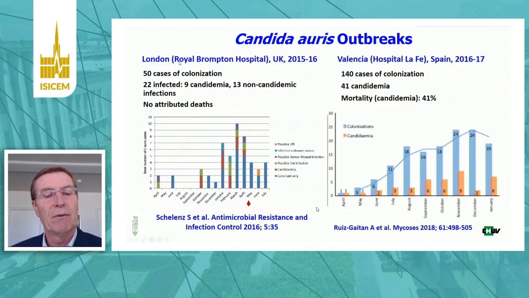An outbreak at the Royal Brompton Hospital in London: 50 cases of colonization, 22 patients infected, 9 candidemia and 13 non-candidemia. And this was an outbreak, an increase and a decrease. And there were no attributed deaths to Candida auris. On the right-hand side of the slide, Hospital La Fe in Valencia reported 100 cases of colonization, 41 cases of candidemia. There's a very high rate of mortality, 41%.